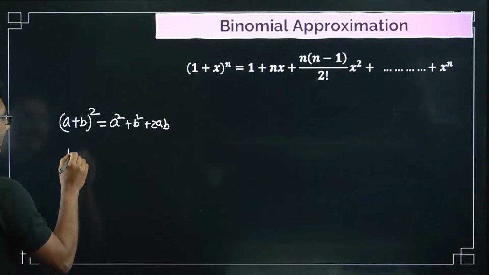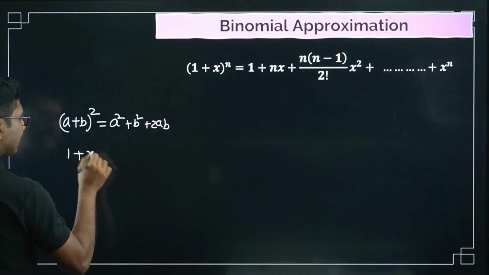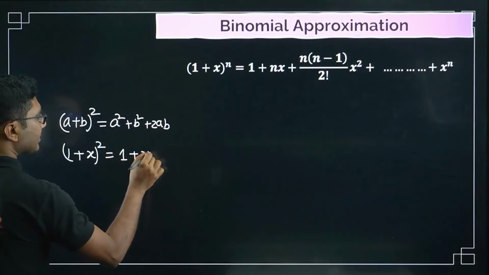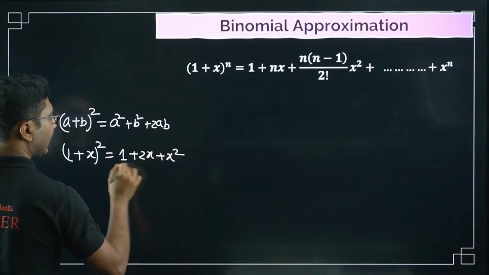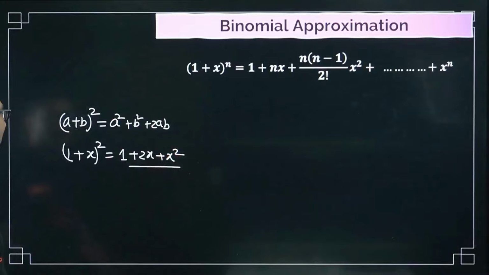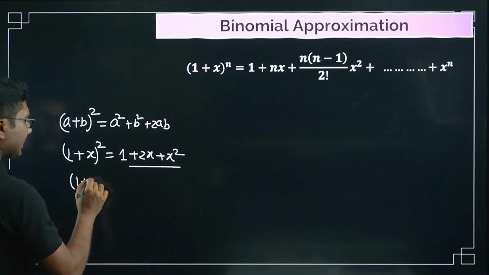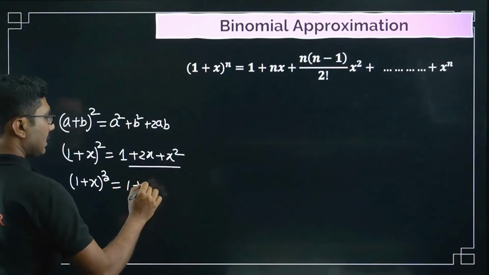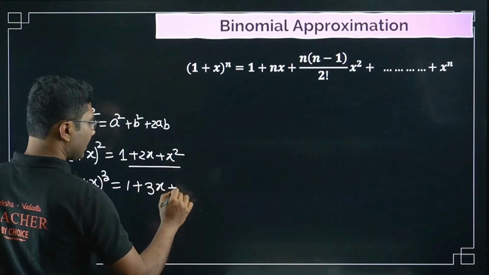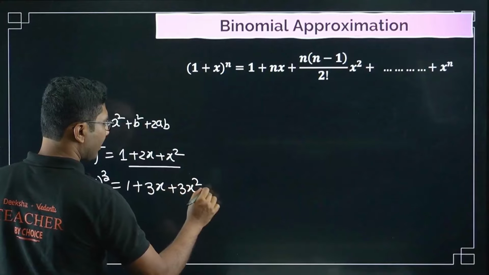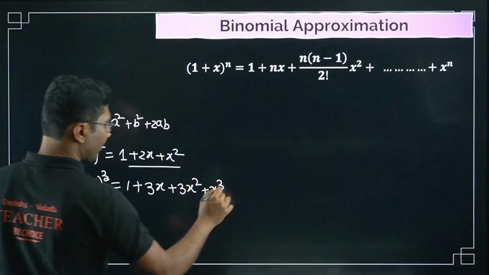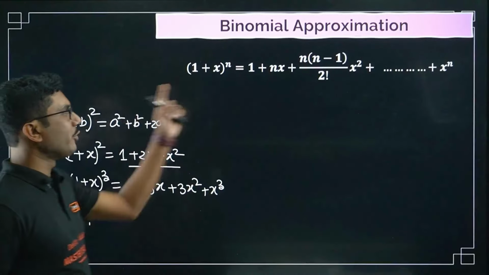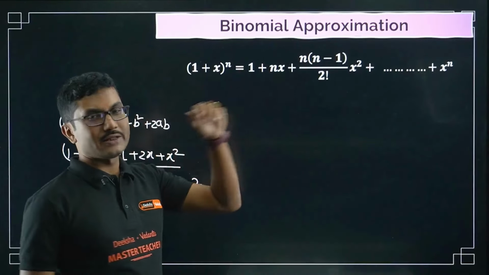Now if I write 1 plus x whole square, what will be the solution? 1 plus 2x plus x square, right? This is the breaking. Now what will happen if I go to 1 plus x whole cube? Then it will be 1 plus 3x plus 3x square plus x cube, right? Similarly you can do it for 4, 5, 6, 7 up to n. So this is the basic, this is the generalized formula.